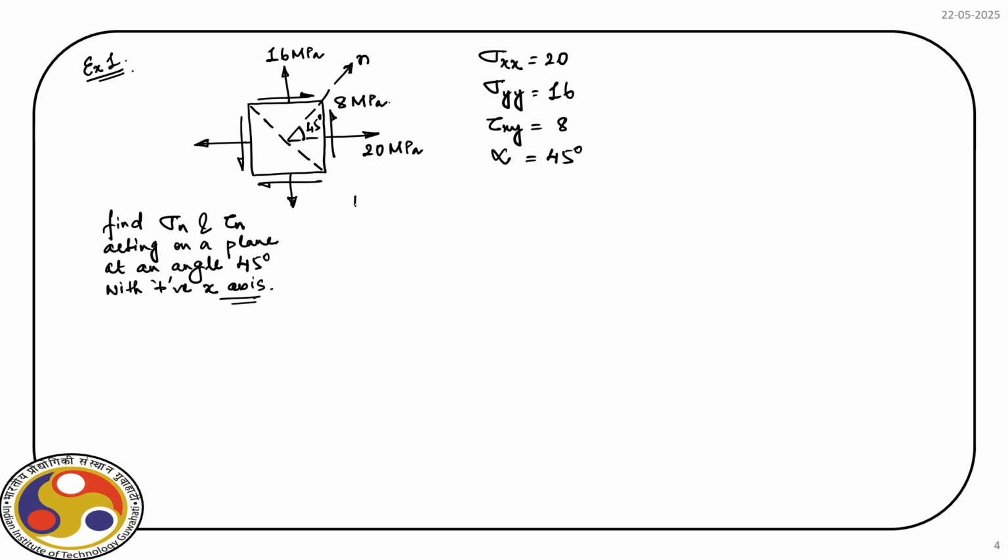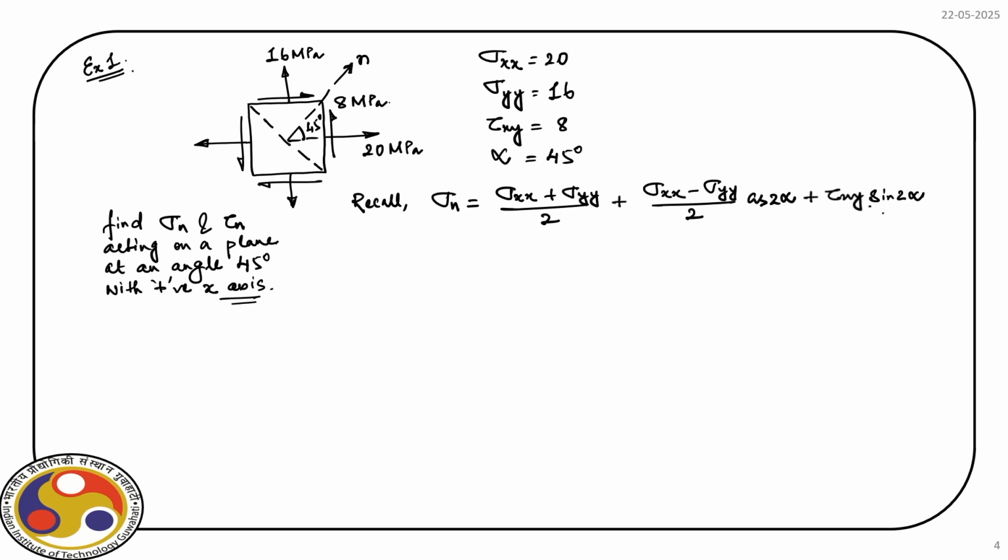Okay. So, recall what we have derived: sigma n is equal to sigma xx plus sigma yy by 2, plus sigma xx minus sigma yy by 2 cos 2 alpha, plus tau xy sin 2 alpha, and then tau n is equal to minus sigma xx minus sigma yy by 2 sin 2 alpha plus tau xy cos 2 alpha.